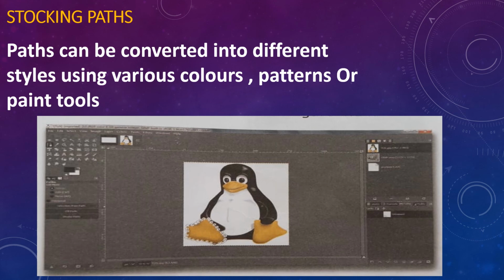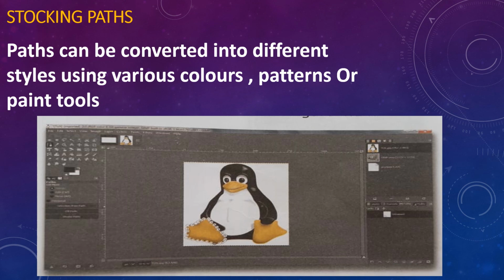Stroking paths. A path can be converted into different styles using various colors, patterns or paint tools. So we can convert it into different styles by using color, pattern or paint tools.